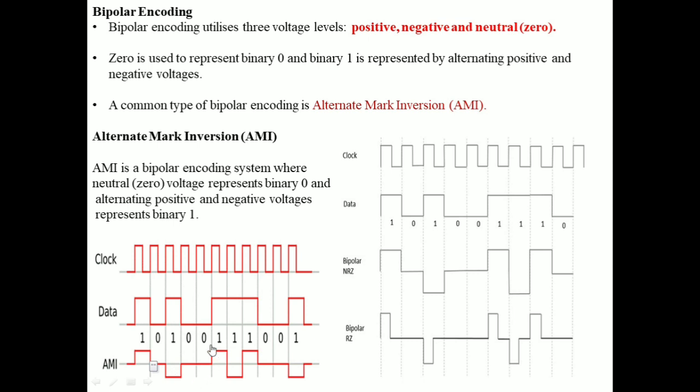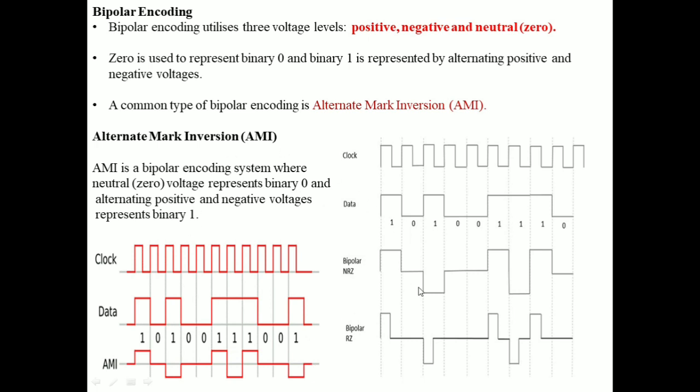Now the current one will be given positive, and the next one will be given negative, and the next one positive, and again 0 with the 0 voltage, and again 1 with the negative value. Okay, so this is how alternate mark inversion looks.